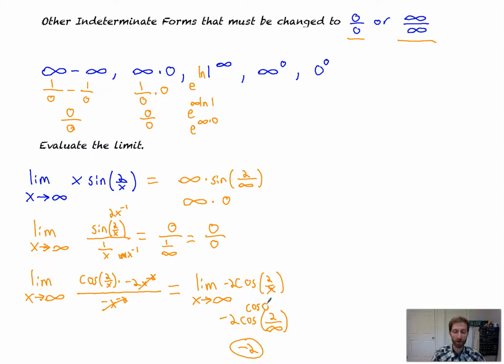So again, this went to 0. We're doing cosine of 0. That's 1 times negative 2 is negative 2. Not bad. Not bad at all. So we're going to go over one more type of problem where we've got to do one of these manipulations. They're a little bit tougher.